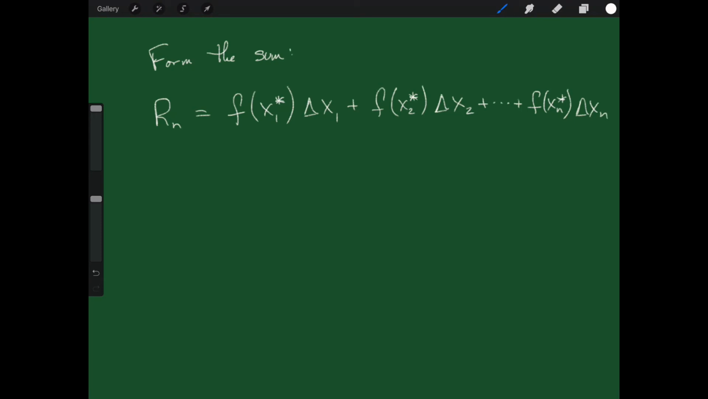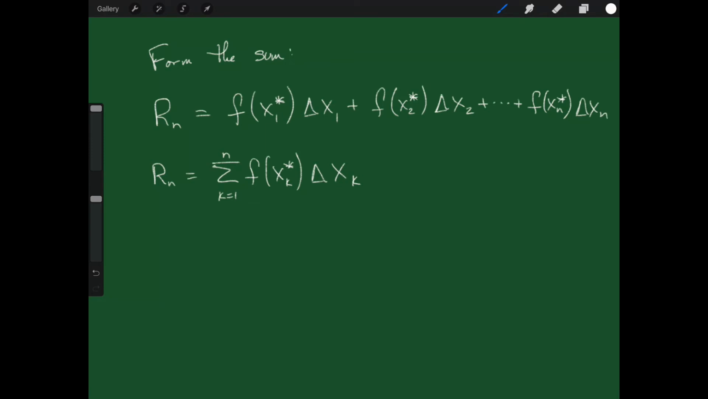If I wanted to write this as a sum, then I'd say that this nth Riemann sum with n rectangles would be the sum, k going from 1 to n, of f of x sub k star times delta x sub k. Now, this is an estimate, because right here I've just added up n rectangles.